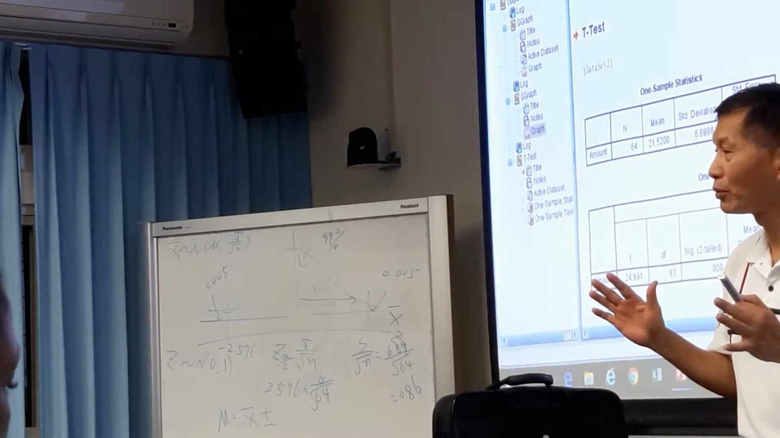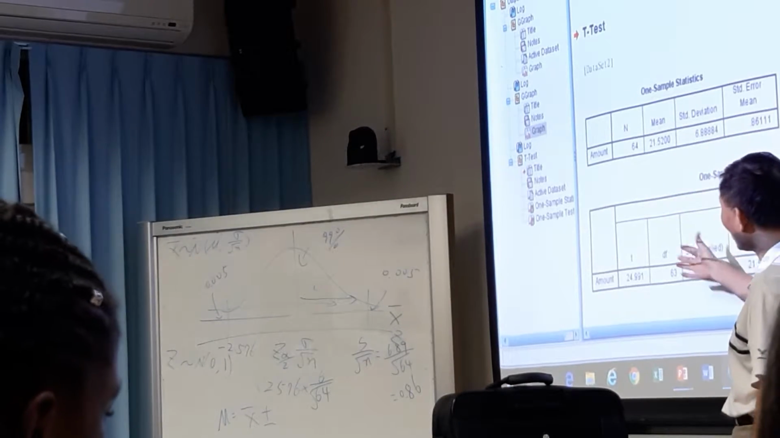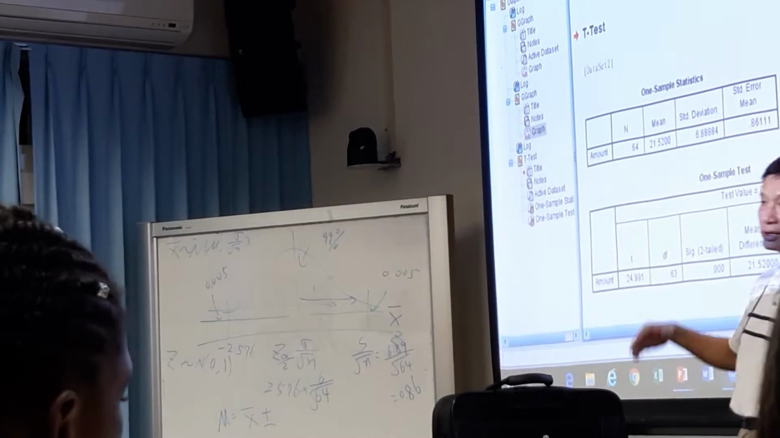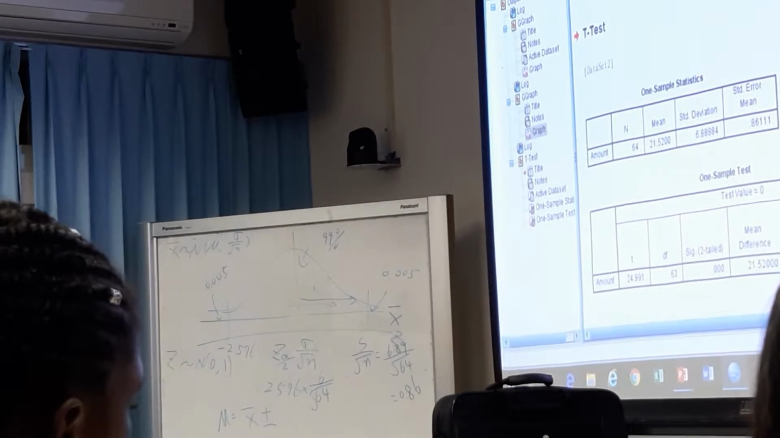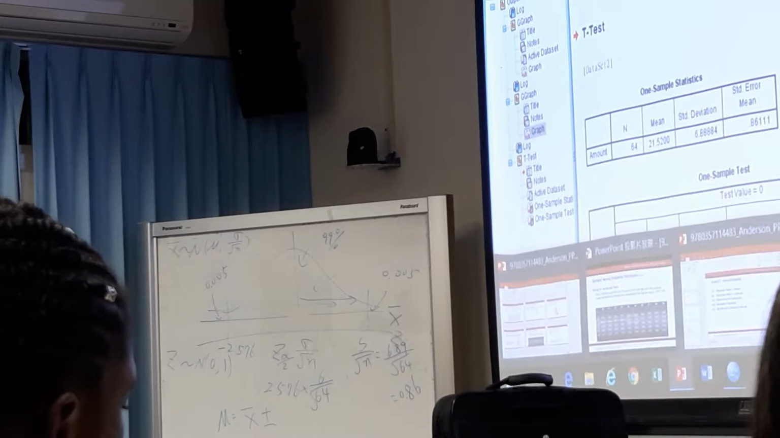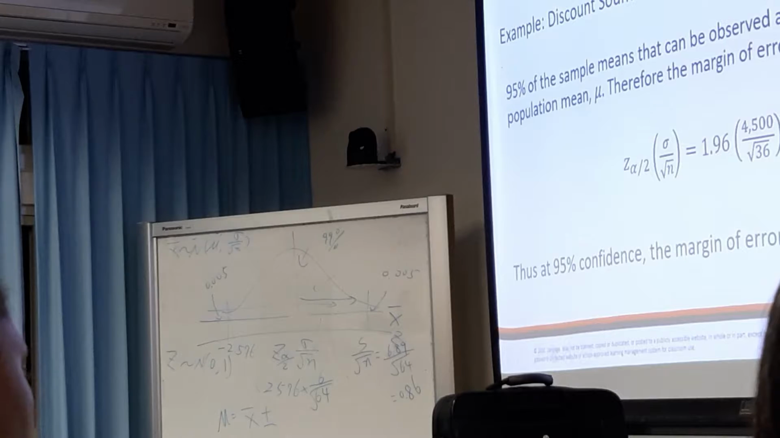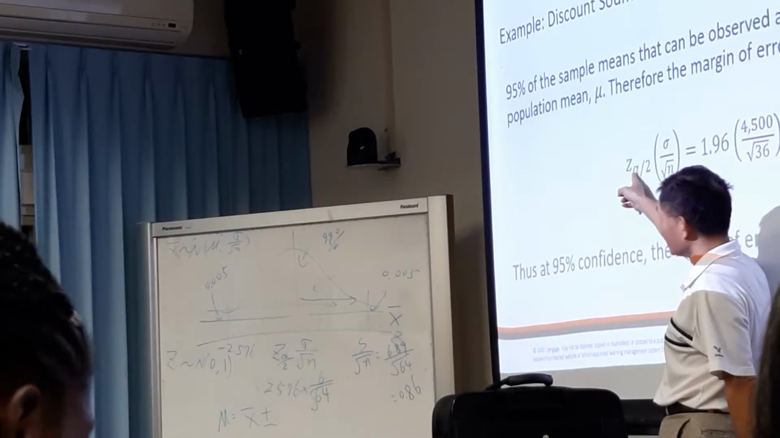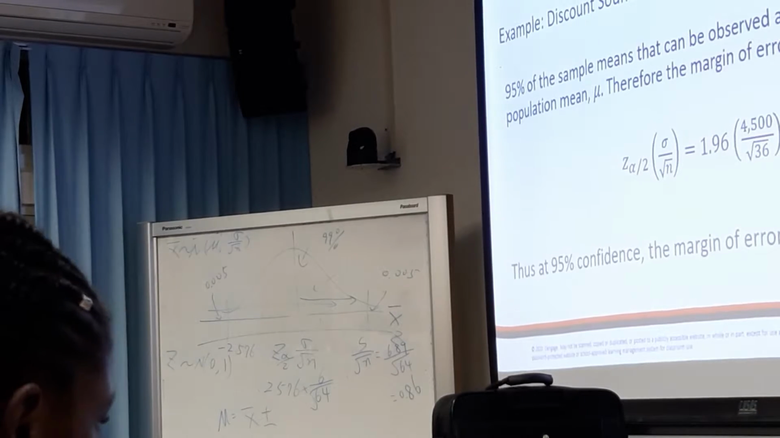No matter how big the sample size is, the output from the software always gives you the t, not the z. You won't get the z unless you do it by yourself. Do it by yourself, okay.